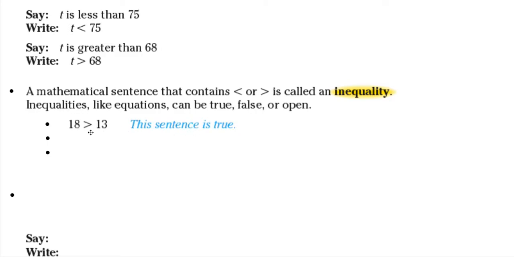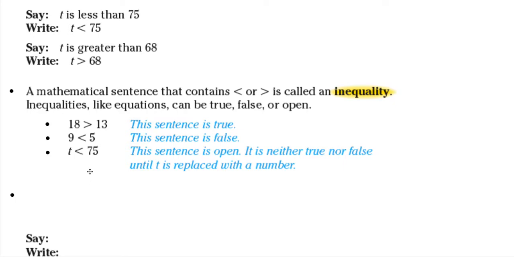This sentence is true because 18 is always greater than 13. This sentence is false because 9 is never less than 5. And this sentence is open because we don't know the value of t. It is neither true nor false until t is replaced with a number.